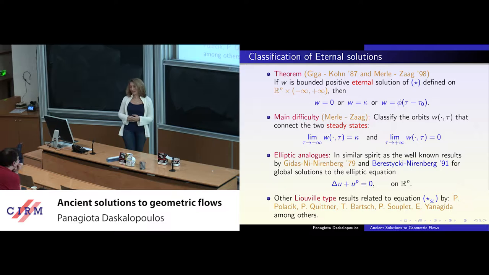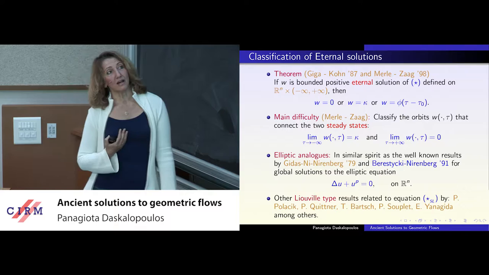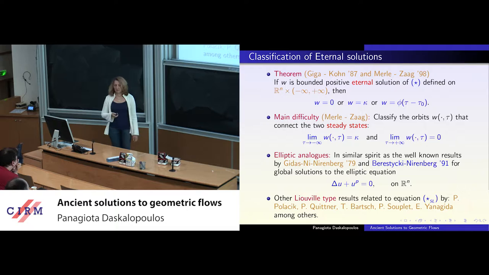Constant in space, and then after that you work even harder to actually show that the constant in space eigenfunction corresponds, so the actual difference of the two solutions is constant in space. So that's the idea, and of course, in some sense, it's in the spirit of the elliptic analog of Gidas, Ni and Nirenberg and Poláčik and Quittner for the semilinear equation. Nevertheless, this is a parabolic result and it's quite different. And there are other Liouville type results by many people, but again, the basic important result was that.